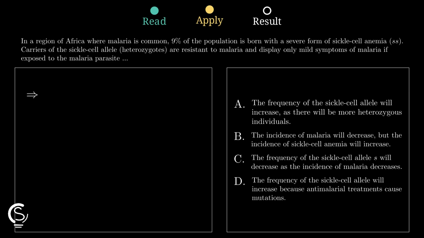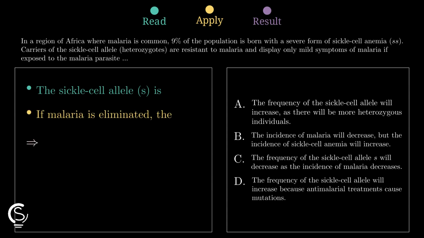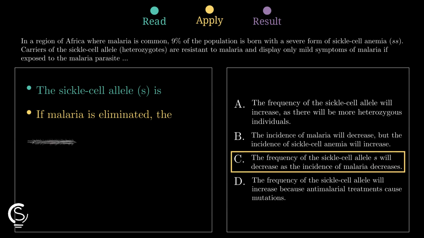If malaria is eliminated by a new program, the survival advantage for heterozygotes completely disappears. Now, there is no longer a selective pressure keeping that specific sickle cell allele around anymore. Since homozygous recessive individuals face health risks, the allele frequency will naturally drop. This makes option C the winner for this biology challenge.